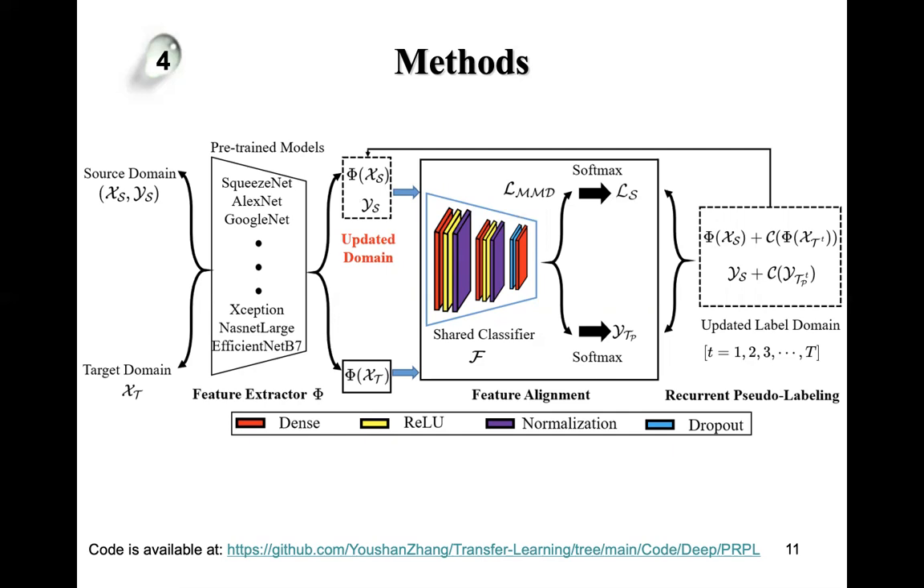And then for the recurrent pseudo labeling, we keep generating those high confident examples from the target domain and form the updated labeled domain to replace the original source domain, so that we will learn more features about both source and target domains. In the next few slides, I will go into the details of these different processes.